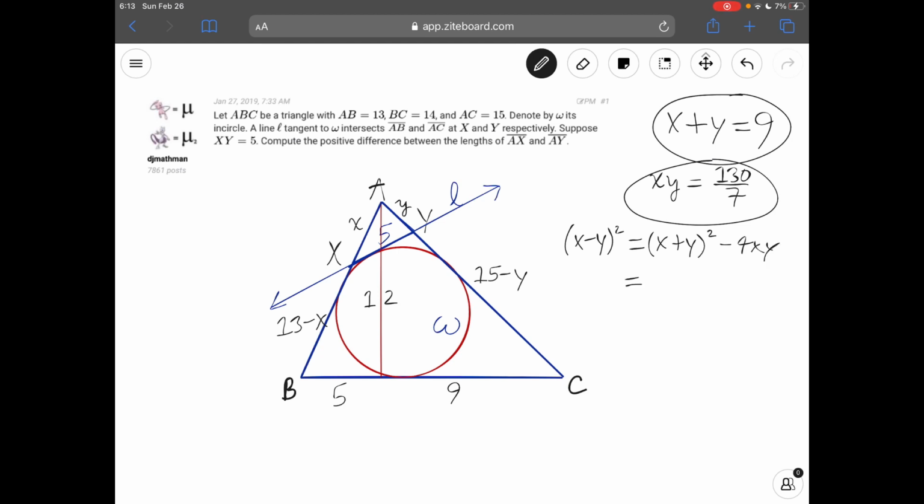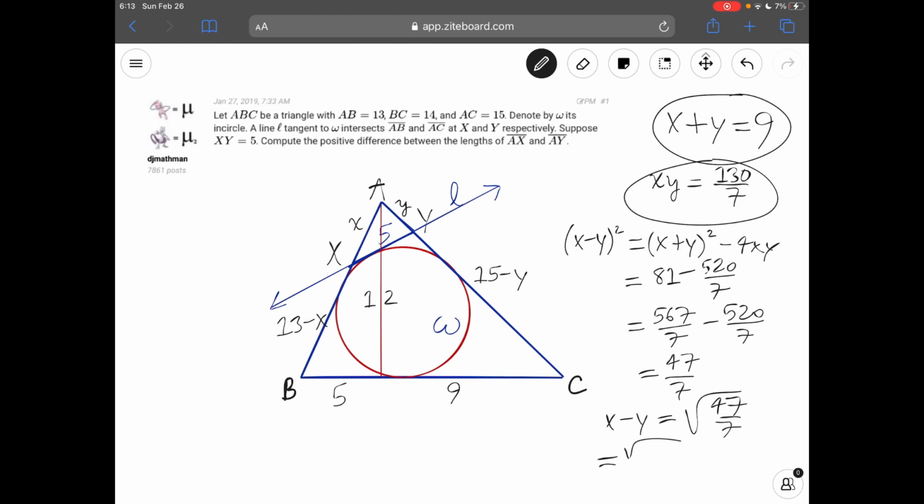And in this case, that's equal to 9 squared, 81, minus 4xy, which is 520 over 7. So we have 567 over 7 minus 520 over 7, which is 47 over 7. Taking the square root, we get x minus y is equal to the square root of 47 over 7. Rewriting this, we see that it's equal to the square root of 329 over 7, and that will be our answer to this CMIMC problem 7.